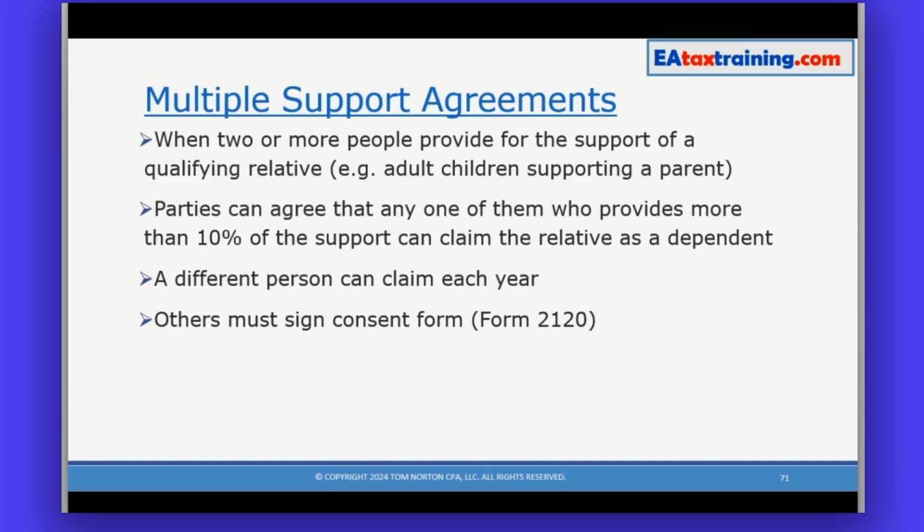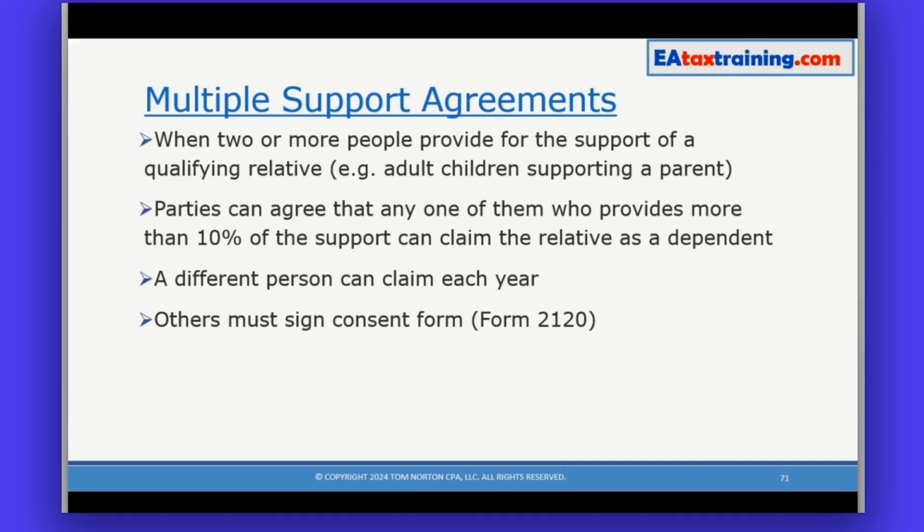Next topic, multiple support agreements. The stereotypical case here would be elderly parents who are being supported by more than one of their adult children. So when two or more people provide for the support of a qualifying relative, the parties can agree that any one of them who provides more than 10% of the support can claim that relative as a dependent.